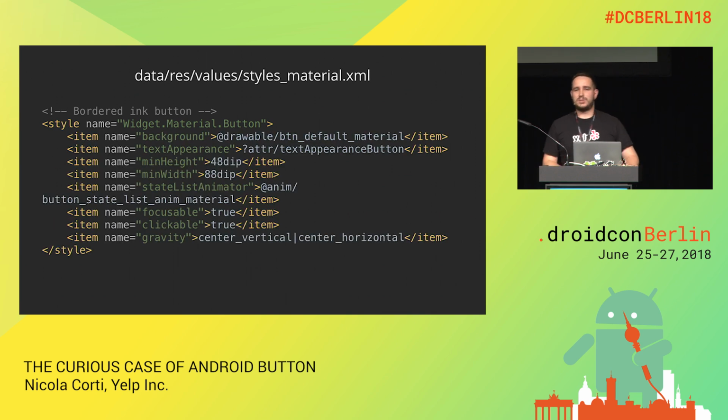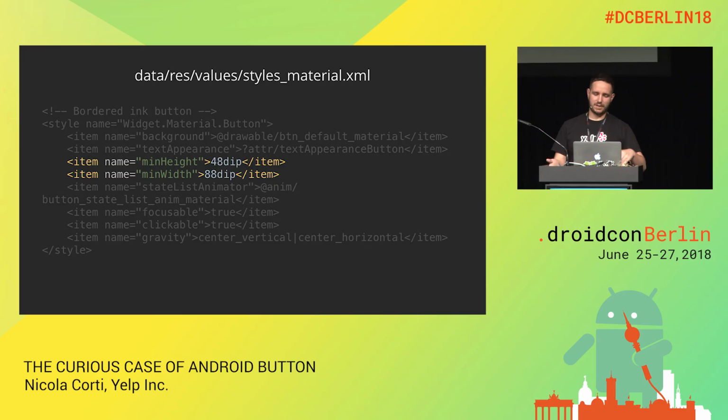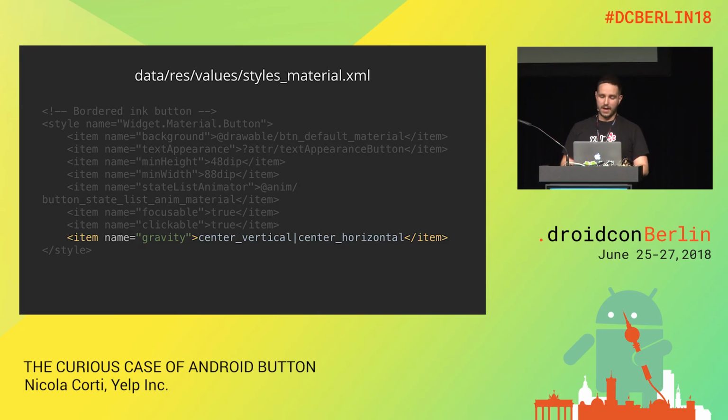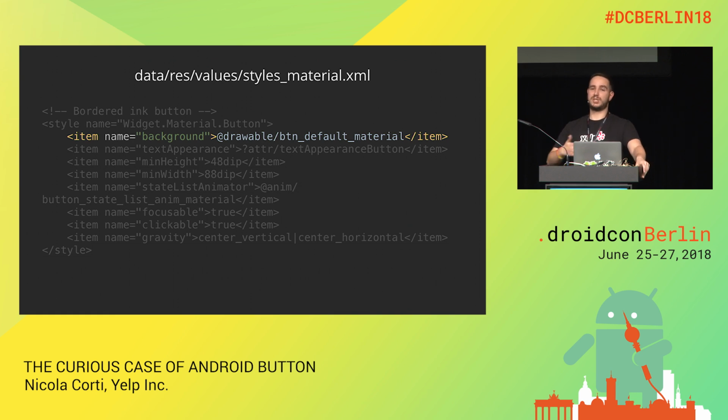Just 8 attributes, not so much. Other things are inherited from widget.material and widget, but some of them are pretty important. The min height and min width, particularly the min height, make sure that the button is big enough to be touchable. Then we have the gravity to make sure that the text is in the center. And the most important thing, where all the magic of buttons happens, is the background. As I said before, buttons are just text views with a background.